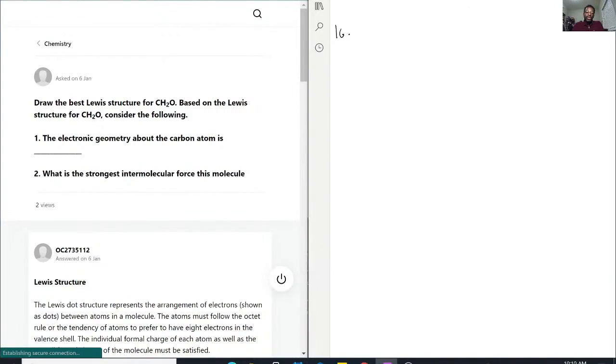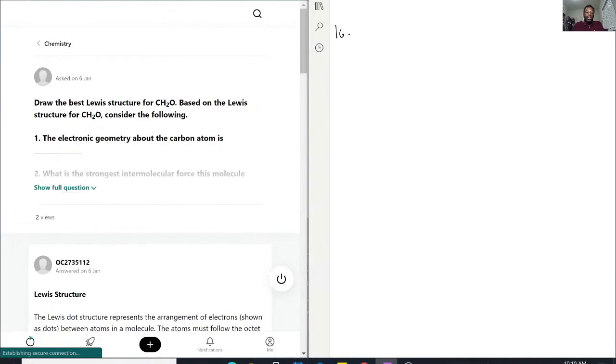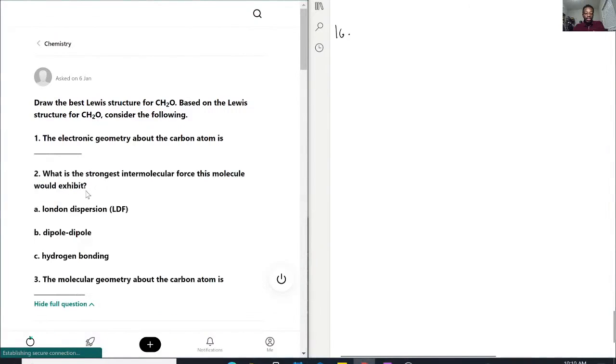We have to draw the best Lewis structure for CH2O. Based on the Lewis structure, consider the following: the electron geometry, the strongest intermolecular force the molecule would exhibit, and it lists out 3 of them, and then the last one is the molecular geometry. And yes, electron geometry and molecular geometry can be different at times. So, the best Lewis structure for CH2O.